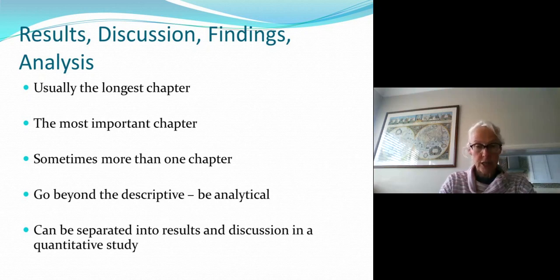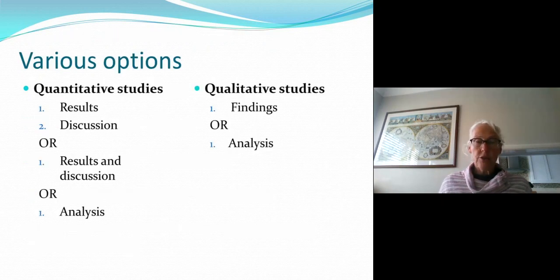Often, particularly in a quantitative study, it's separated into results and discussions. This is where there might be more than one chapter. So there are various options. On the left-hand side here, you can see that if you're doing quantitative studies, it's quite common to present your results first of all and then discuss them. So the results section is pretty much the factual information about those results, and then the discussion is really what they mean.